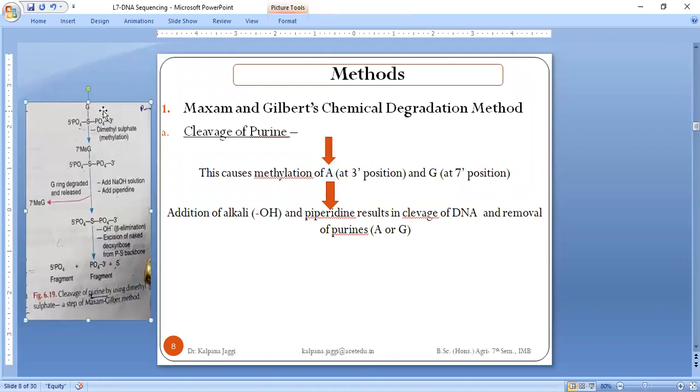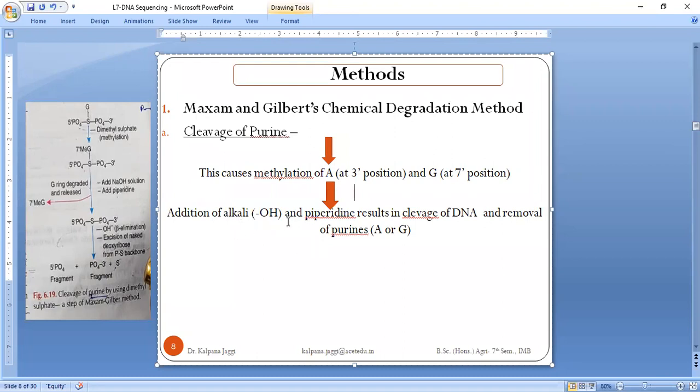Otherwise it is guanine specific only, but if the methylation is taking place at the 3' end, then this methylation is not of G. This is for A. And when methylation is taking place at the 7' end, then it is basically for G. This is the only reason it is written here 7'. That is, this is indicating the methylation that is taking place at guanine, right?